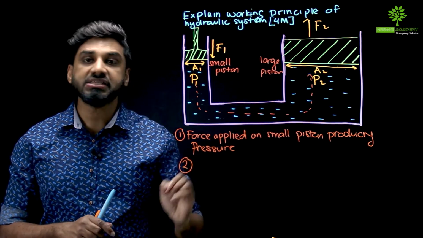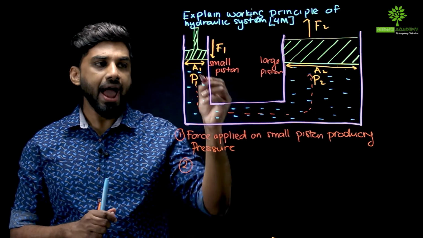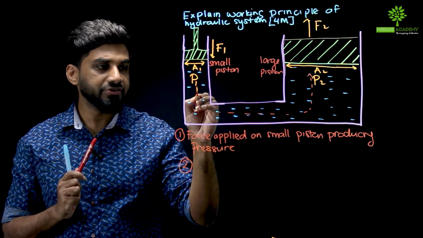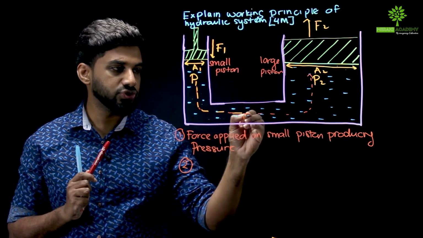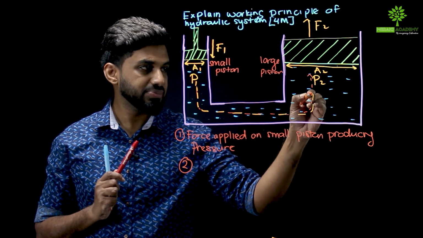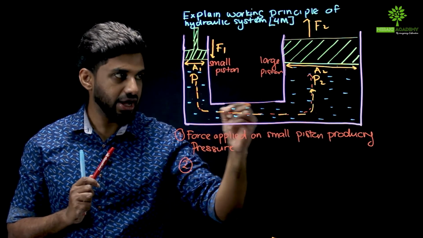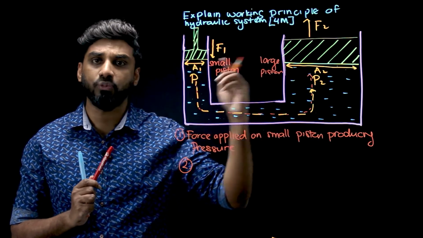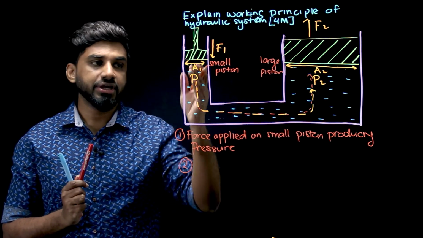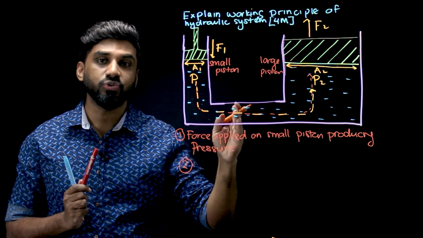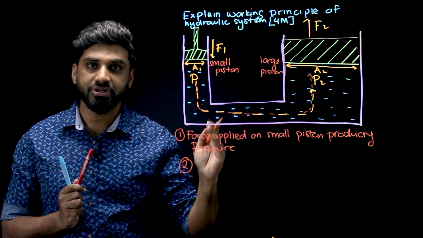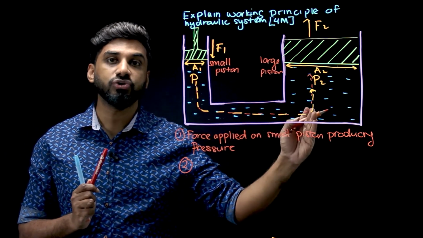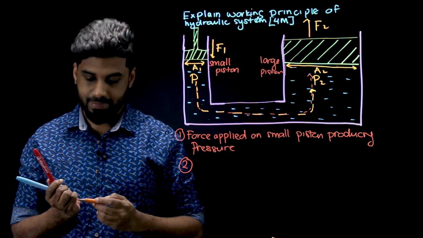Now, let's move to point number 2. What happens to the pressure that we have produced? Remember, the pressure here will be transmitted through the liquid towards the larger piston. We have also learned that P1 and P2 are equal, so we don't need to state P1 and P2. All we have to say here is that the pressure is transmitted through the liquid. Remember, it is not just transmitted. So what we have to say here is that pressure is transmitted uniformly through the liquid towards the larger piston.